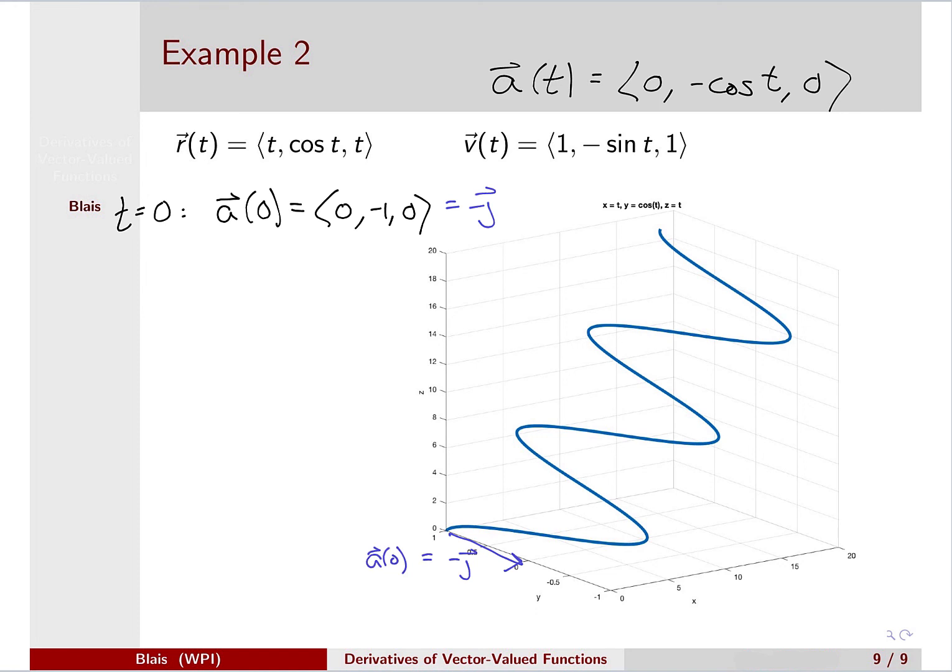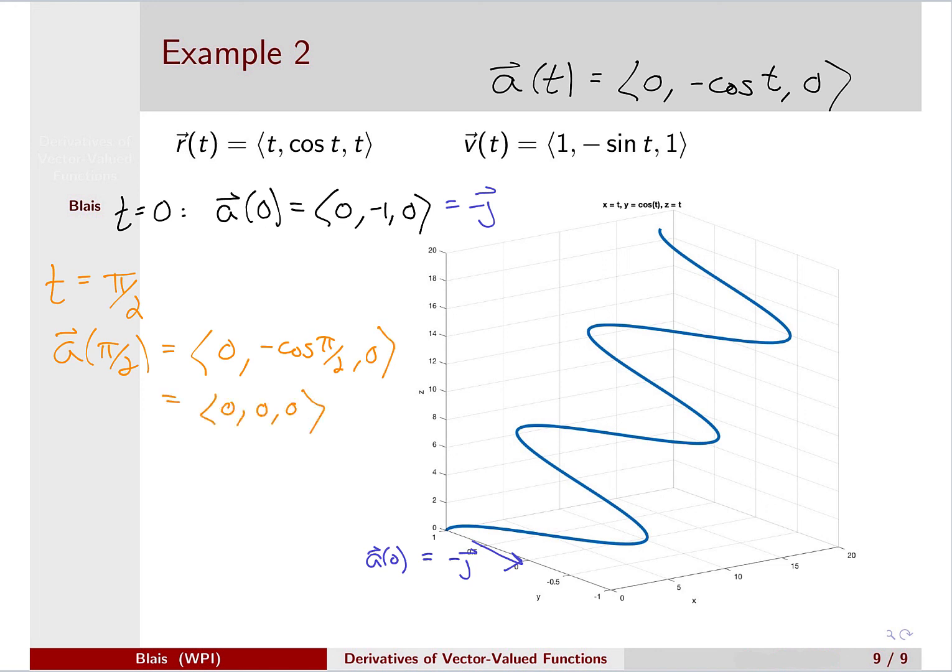And if we wanted to pick, say, the acceleration vector up at this first peak, then we would say at time pi over 2, we have the acceleration vector being 0, minus cosine pi over 2, 0, or 0, 0, 0. And so we would actually get the 0 vector here. And so momentarily, you have no acceleration, and that's basically because the path is changing direction.